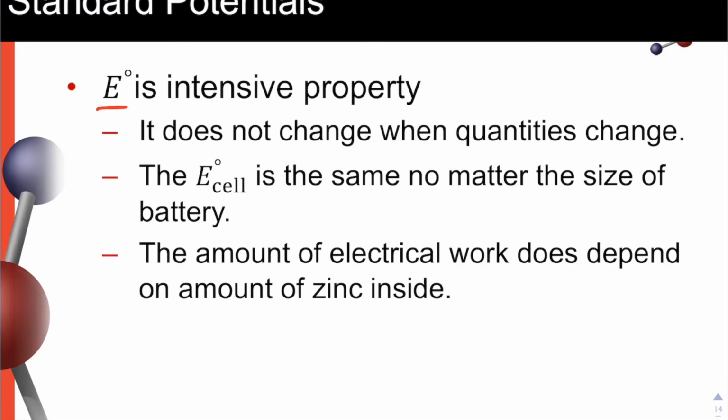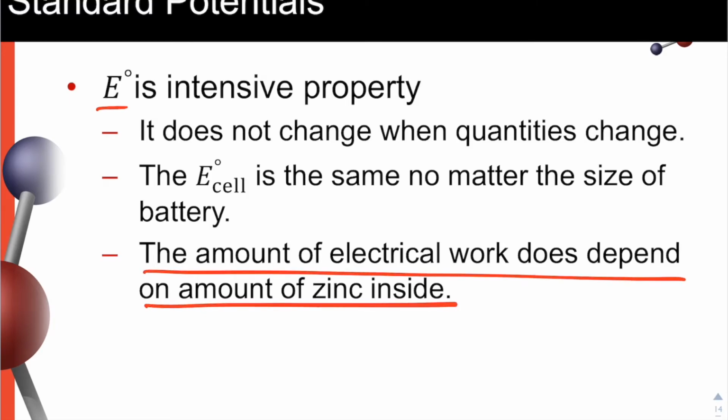It doesn't matter how much water is flowing. The water does impact the amount of work you can do, just like the amount of zinc inside the battery will impact that. Okay? But the potential energy is the same. It's the difference between those two species that are in your electrochemical cell.